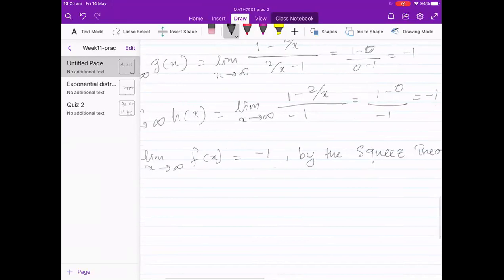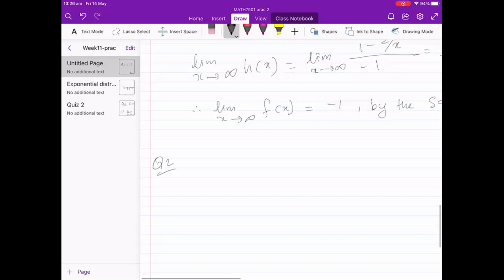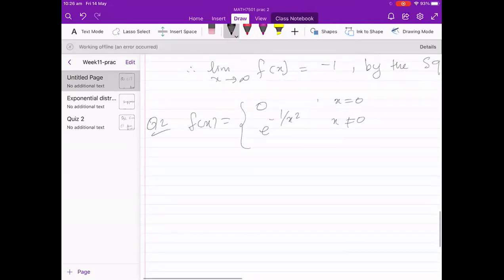Are we done with question 1? Let's move on to question 2. Consider this function f(x) equals 0 if x equals 0, and e to the power -1 over x squared if x is not equal to 0. Show that f is continuous at any non-zero value of x. How are you going to show that?